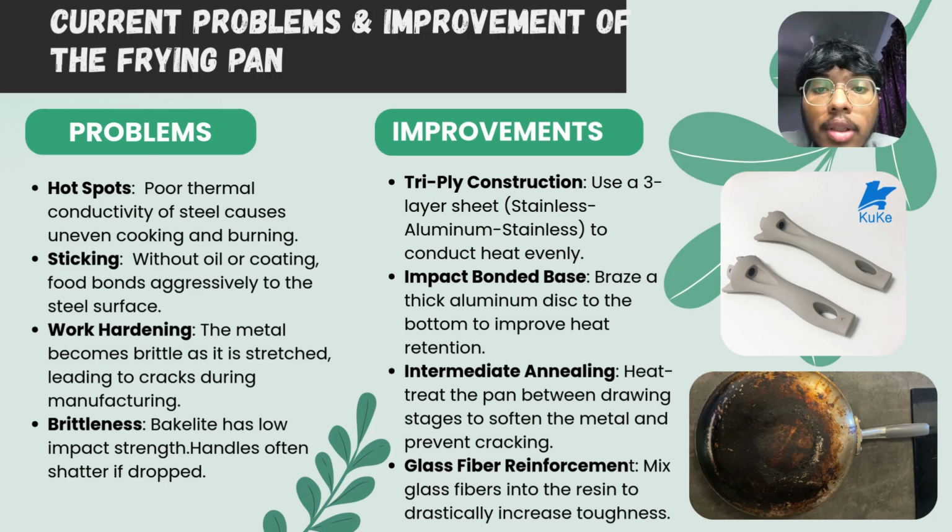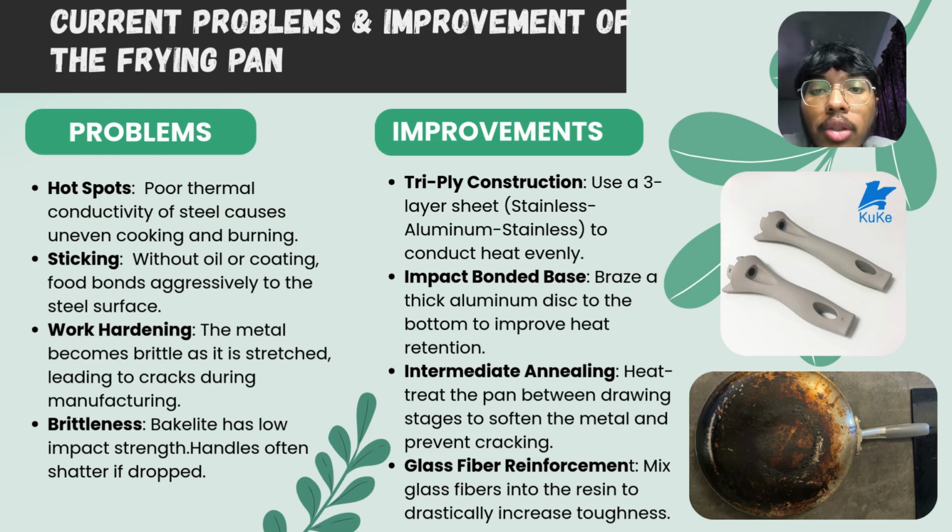to the steel surface. The next will be work hardening, which means that the metal becomes brittle as it is stretched, leading to cracks during the manufacturing process. The next problem is brittleness, which means that the bakelite handle has low impact strength, and handles often shatter if dropped. So how do we overcome this?